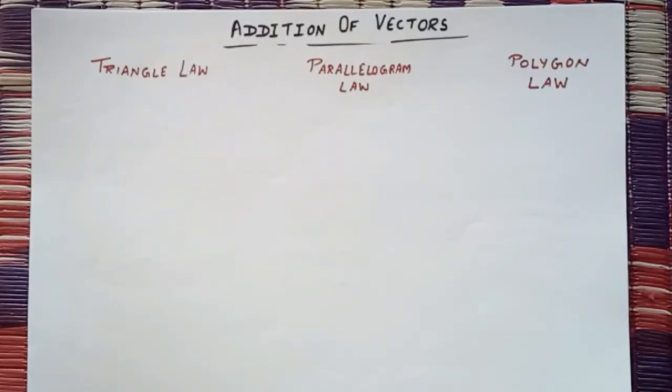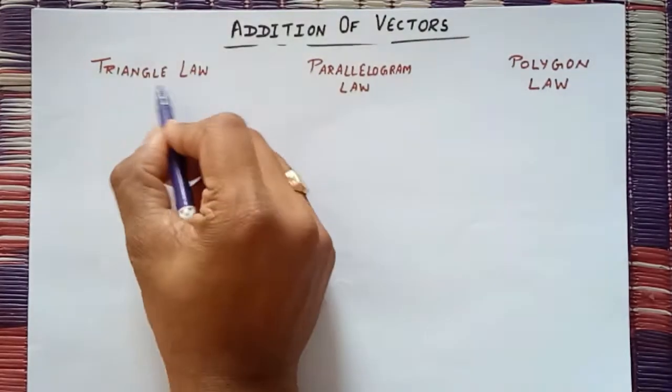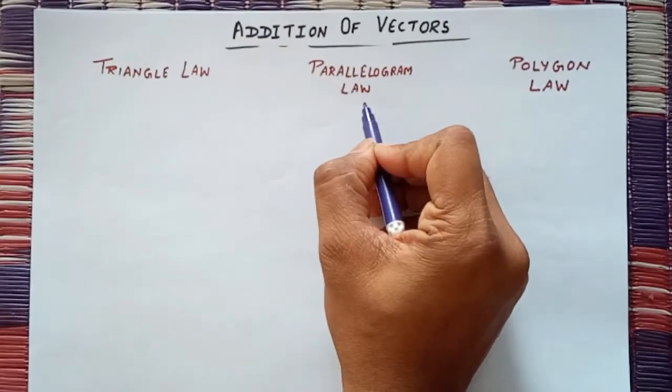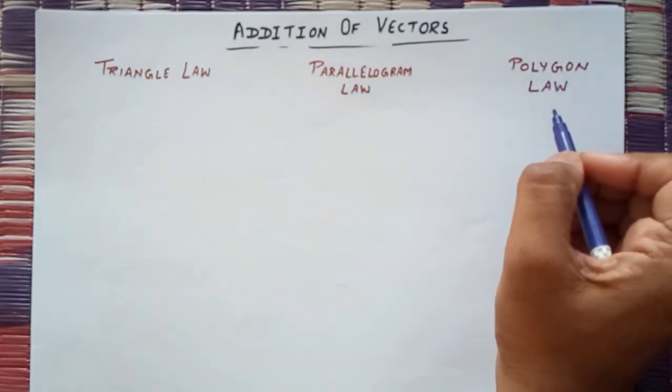Today we will learn about the addition of vectors. There are three basic laws for the addition of the vectors. First law is triangle law, second law is parallelogram law, and the third law is polygon law.